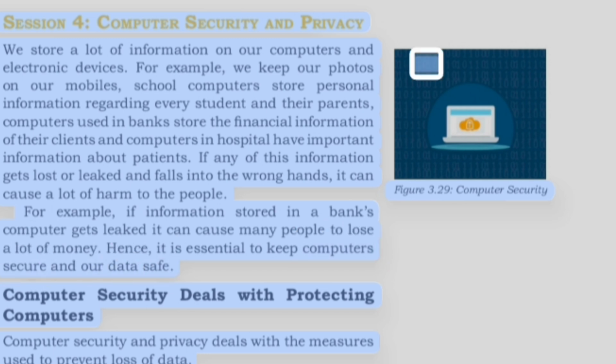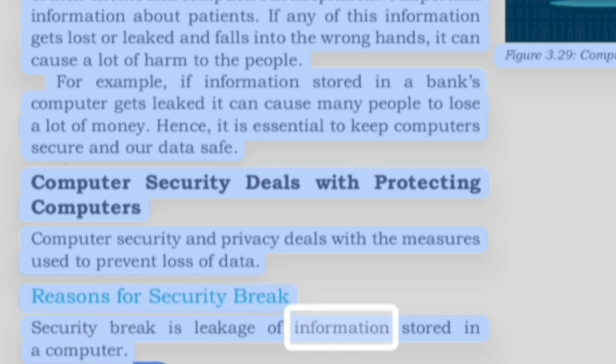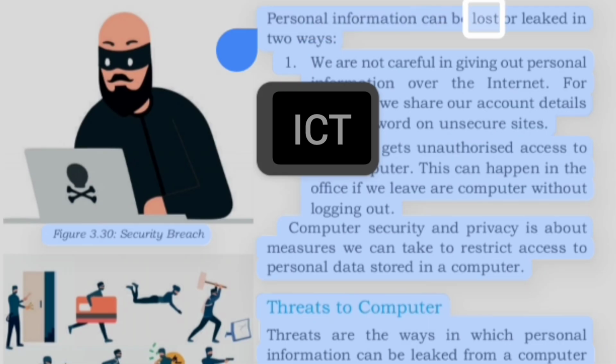Figure 3.29, Computer Security. Computer security deals with protecting computers. Computer security and privacy deals with the measures used to prevent loss of data. Reasons for security break. Security break is leakage of information stored in a computer. Personal information can be lost or leaked in two ways.